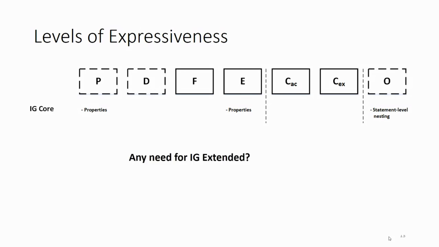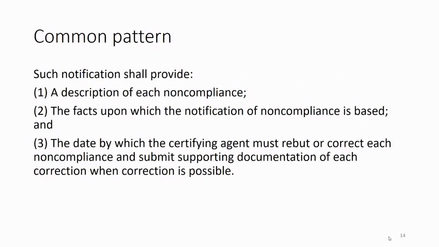So the question is then, what's the need for IG Extended? And if we recall the heuristics applied for the introduction of additional features on different levels, we don't need to look far, but can just look at statements that we commonly find. And this one is such an example.